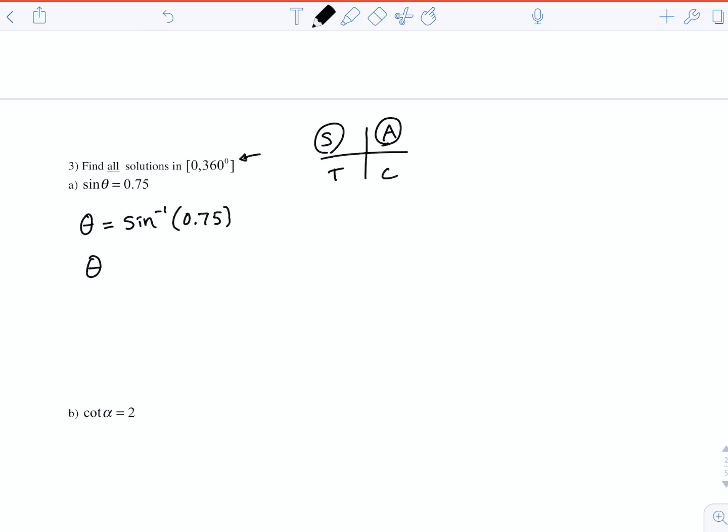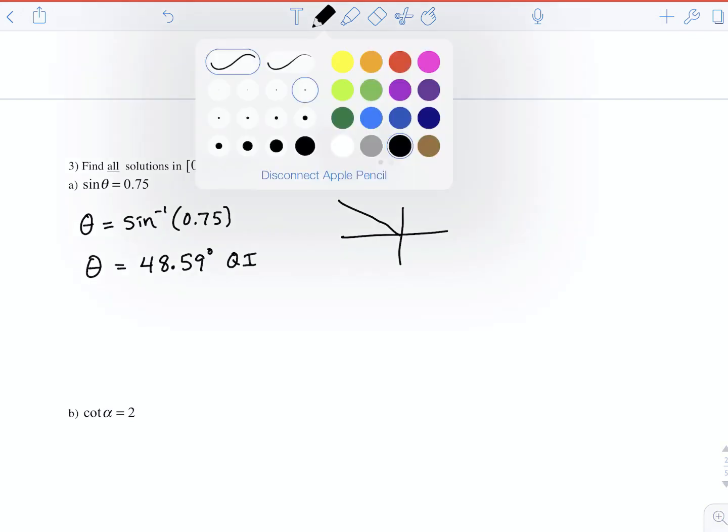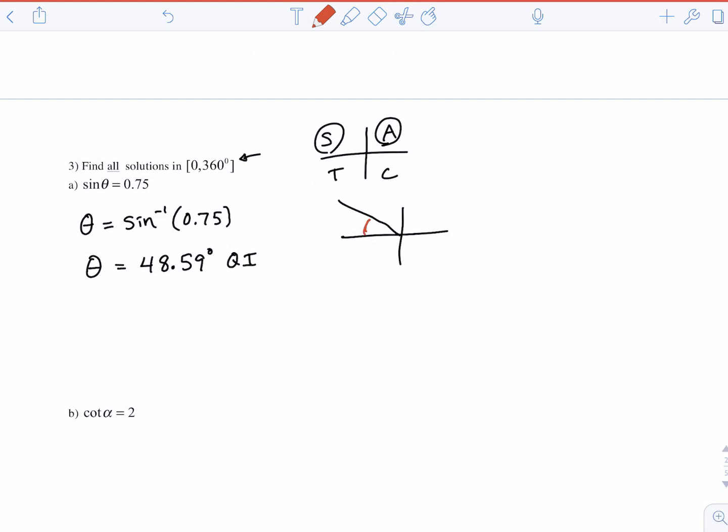So one answer is 48.59 degrees, and that's the answer in quadrant 1. Now in quadrant 2, it means that the reference angle right here is 48.59 degrees. And then we need to find it starting from the x-axis over, which means that it's going to be 180 degrees minus 48.59.